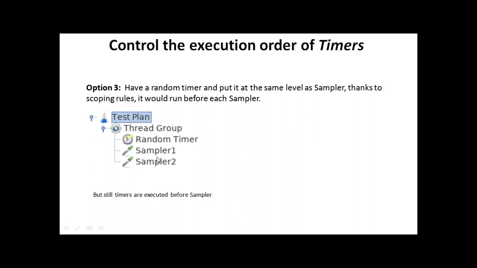That is my problem. First sampler 1 should be executed, then the timer should be executed. That's how I wanted it to be in the real world. First sampler 1 needs to be executed, then the timer needs to be executed. So option 3 is very rarely used because of this small issue. What is that issue? First the timer is getting executed, then the sampler. That's the reason why option 3 is not the recommended option.